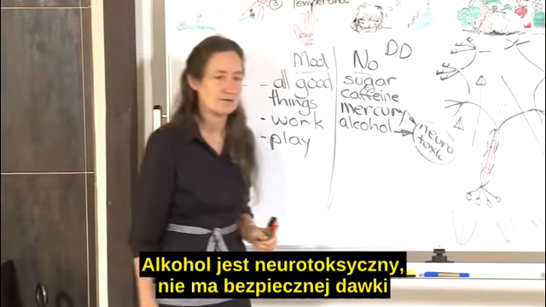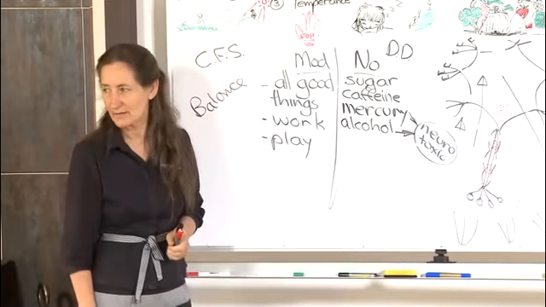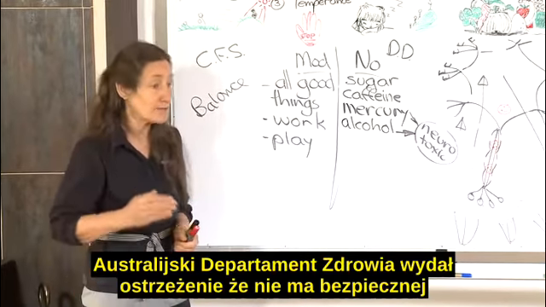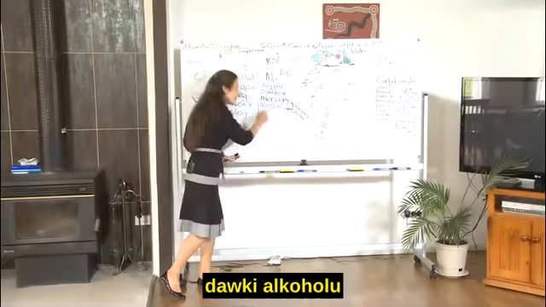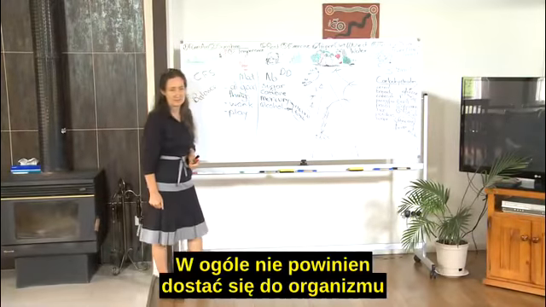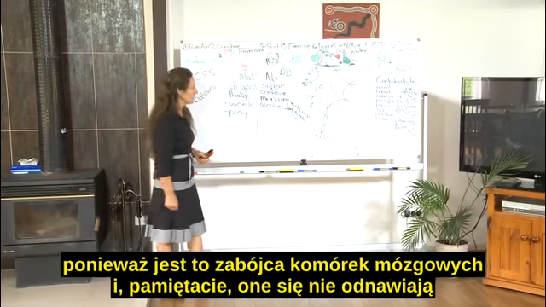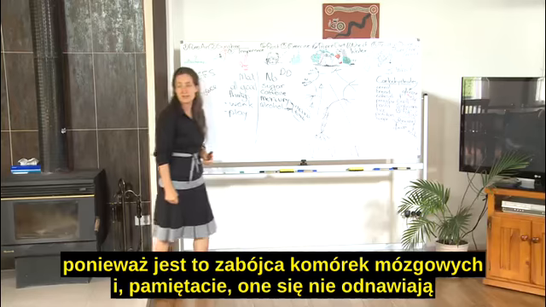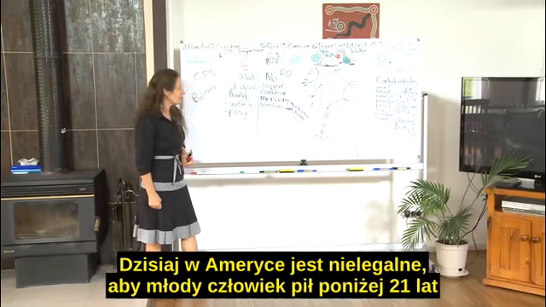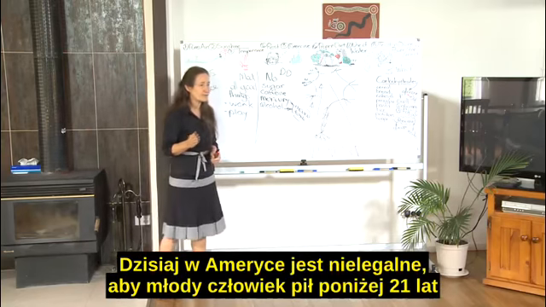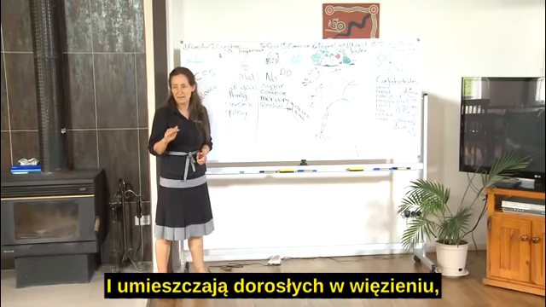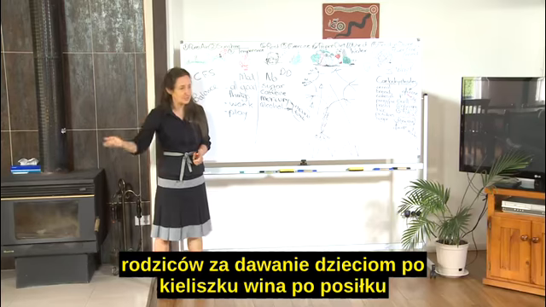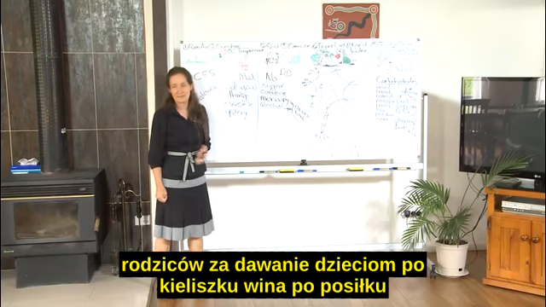Alcohol is neurotoxic. No safe dose of that. The Australian Health Department have issued a warning there is no safe dose of alcohol. It just shouldn't go into the body at all because it's a brain cell killer. And remember, these guys don't recharge. In America today, it's illegal for a young person to drink under 21. And they put adults in jail, parents, for giving their children a drink of wine after a meal.